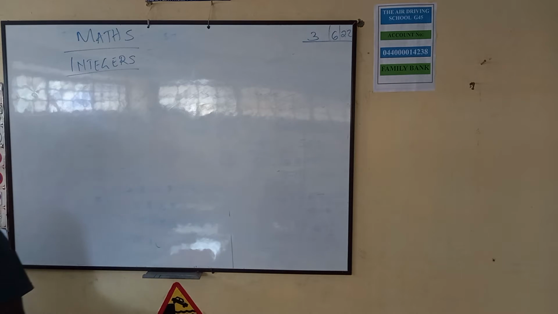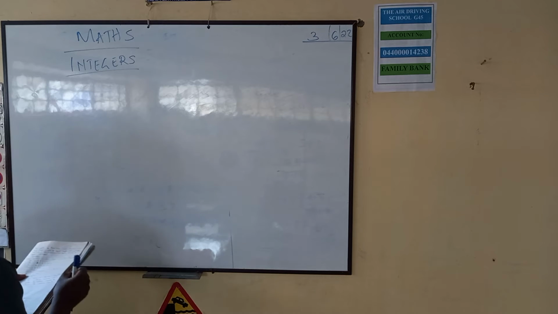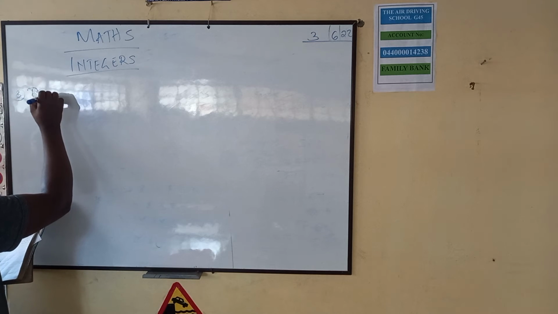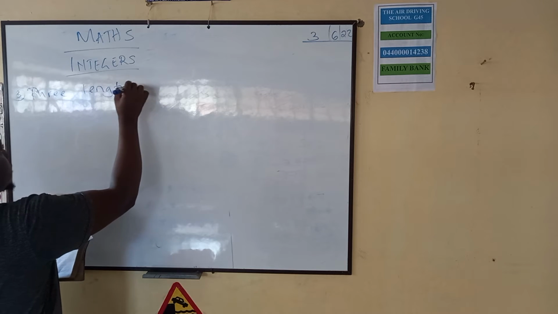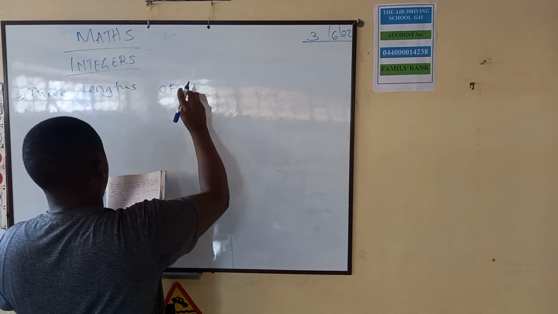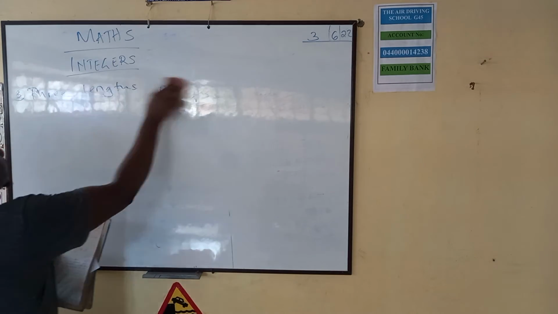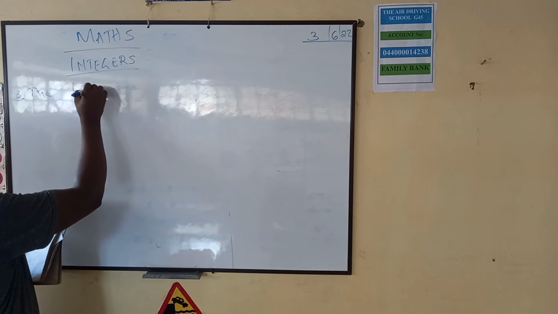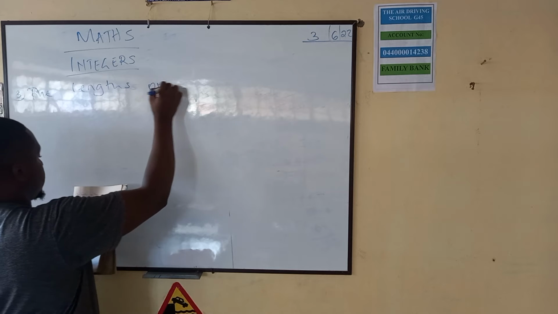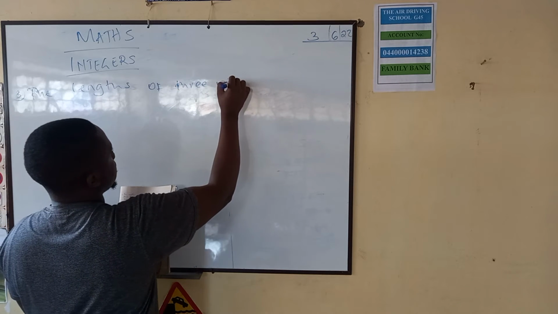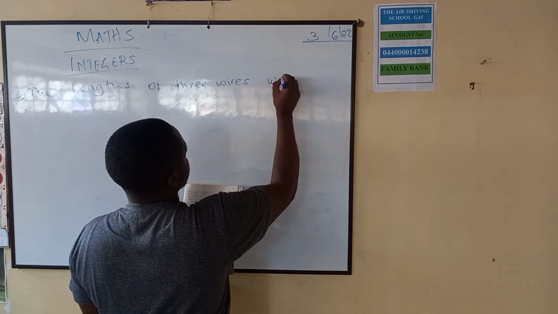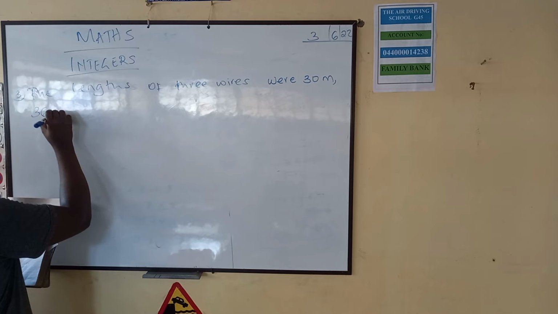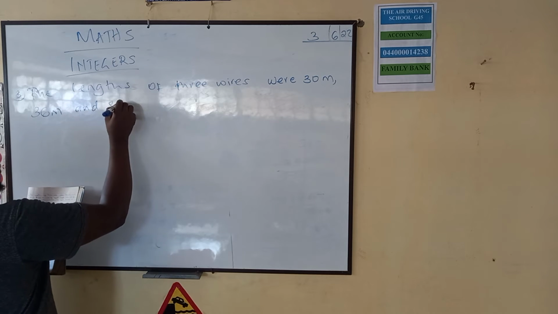Let us move on to the next question. Now the next question says that the lengths of three wires were 30 meters, 36 meters, and 84 meters.